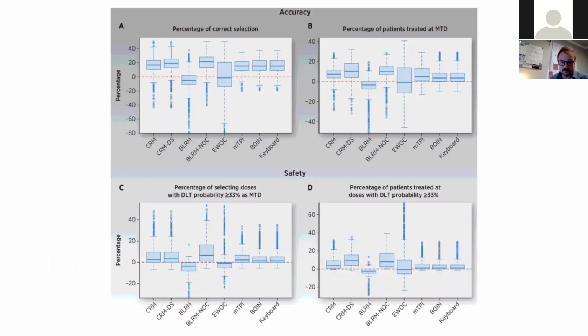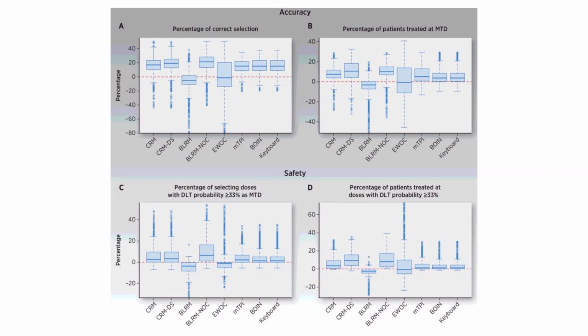So what this study did is run a bunch of different simulations and then look at different metrics that they're interested in, such as accuracy, safety, and then reliability. So here we have 4 figures dealing with the first 2 of those metrics, accuracy and safety.